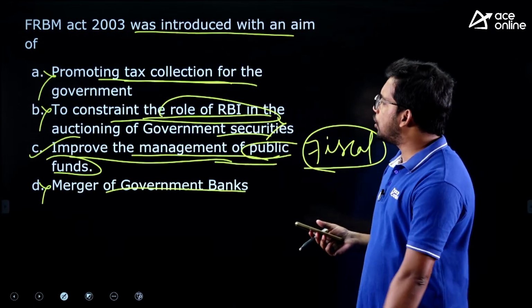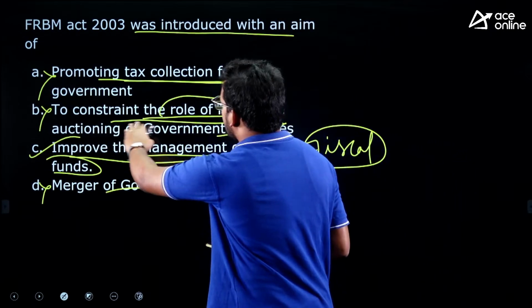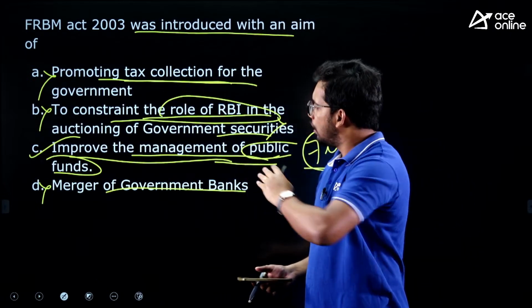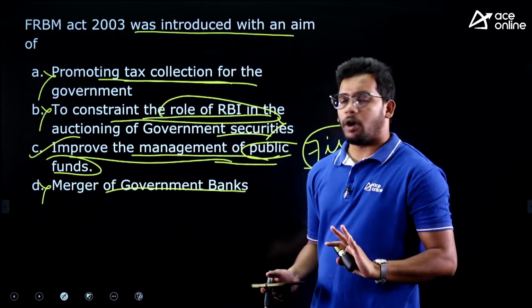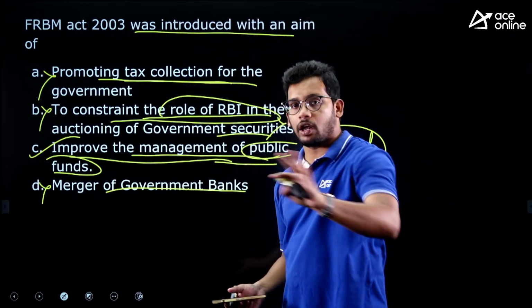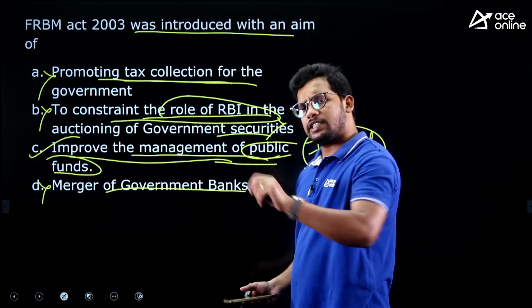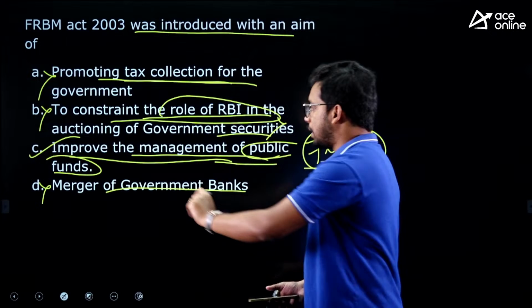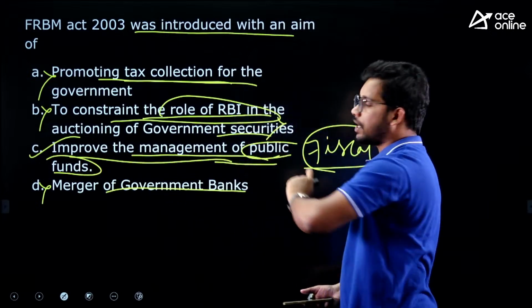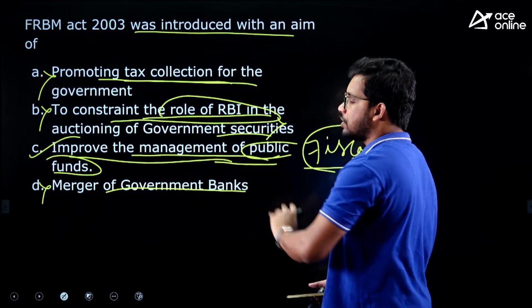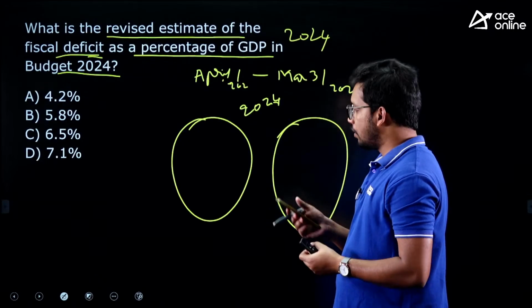Jashwant, why not B? Because this is not constraining the role of RBI. There is no such provision under FRBM Act. RBI can auction whenever government says. It is putting restriction on government, not on RBI. Yes, it may be possible indirectly, but there is no such provision as such. But directly we have the appropriate answer to manage the funds properly by the government. So option C is the most appropriate one, right?